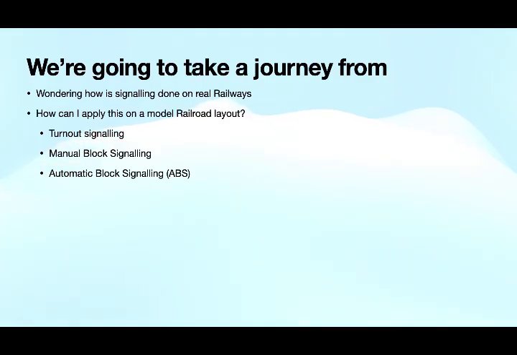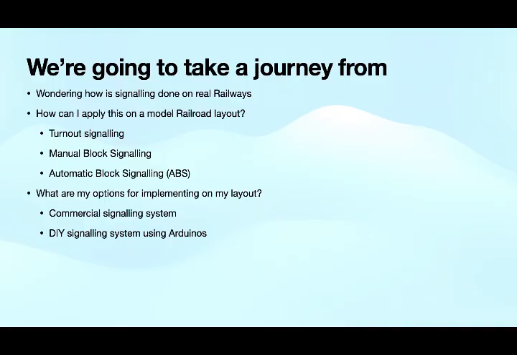There's several approaches on a model railroad. Turnout signaling is probably the easiest, where you're using the single pole double throw switch on a switch machine to control turnout signaling. Then there's manual block signaling and automatic block signaling, which is the focus of this presentation. Well, what are my options for implementing on a layout? There are commercial systems, and we're going to focus on do-it-yourself signaling systems using Arduinos.